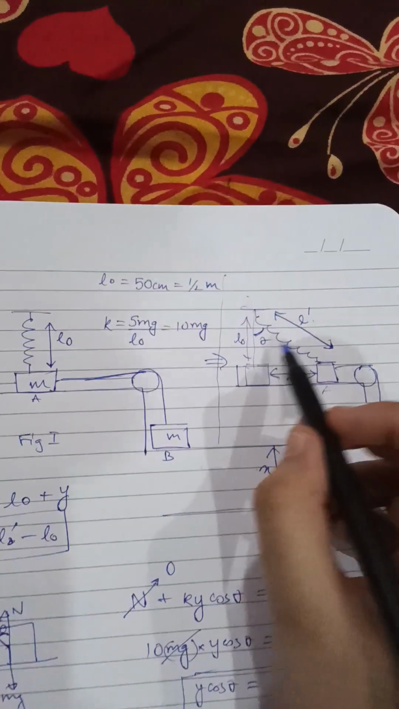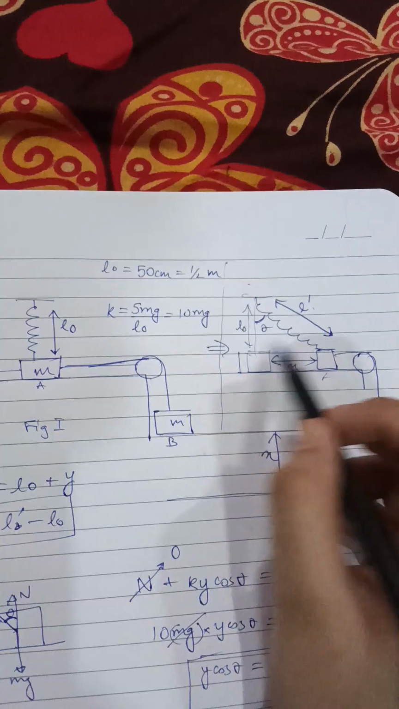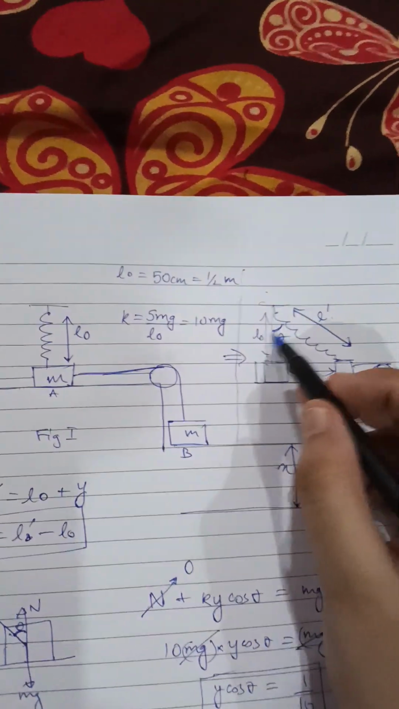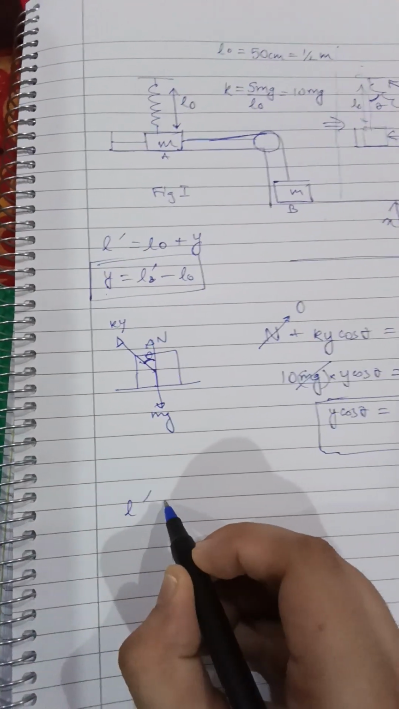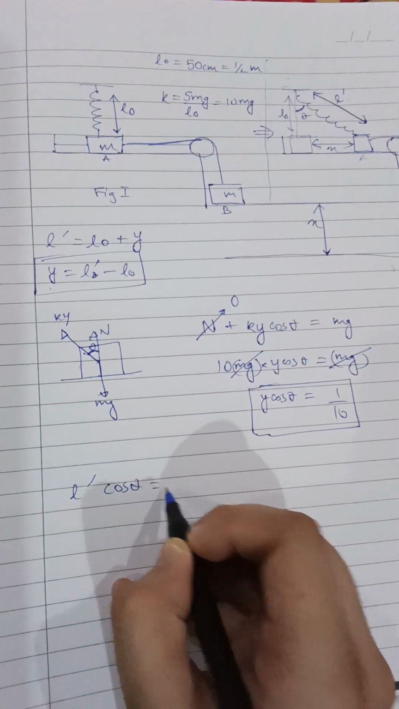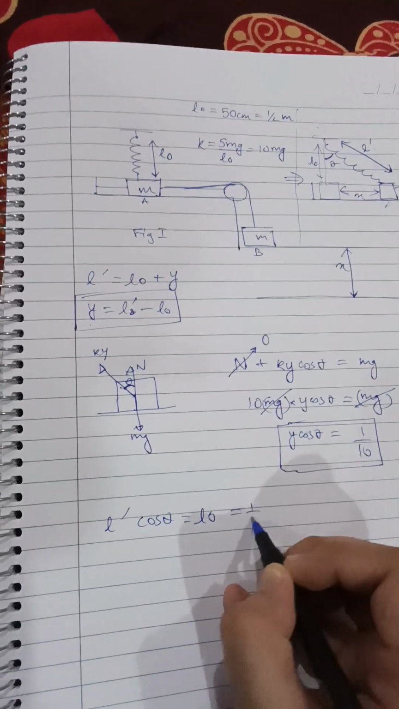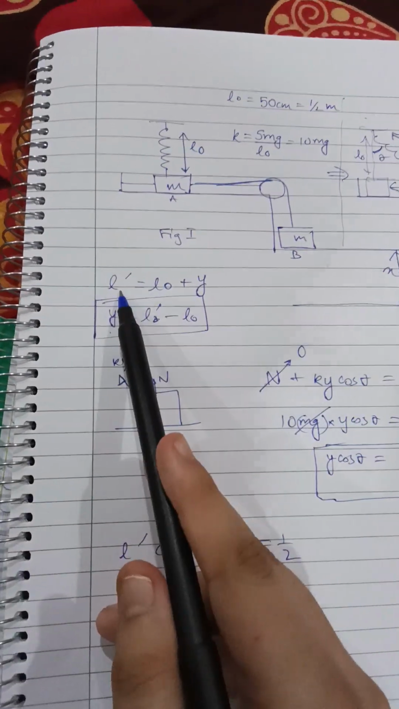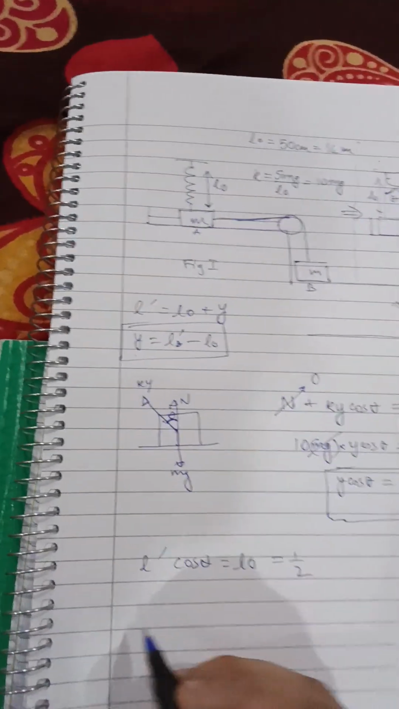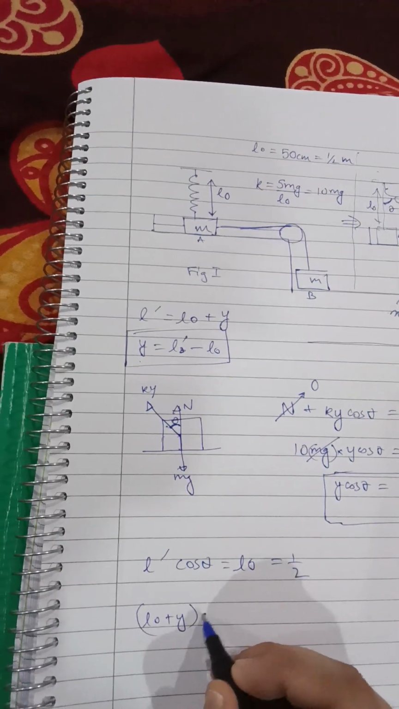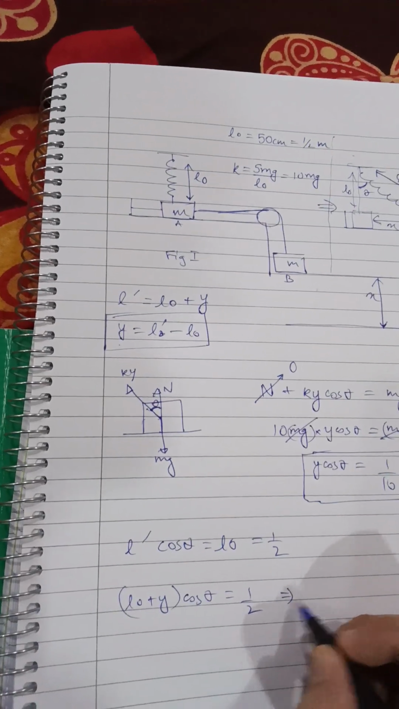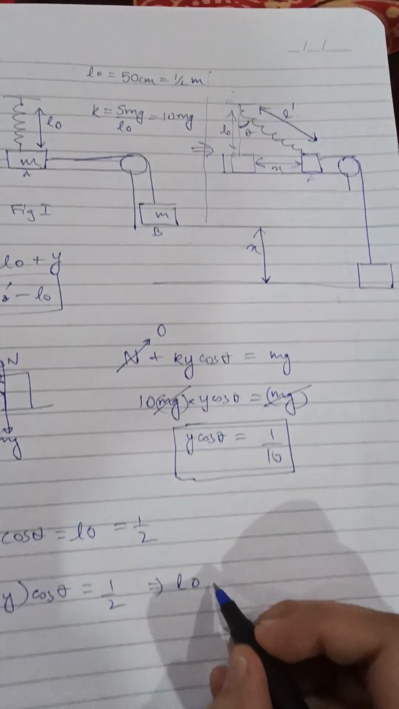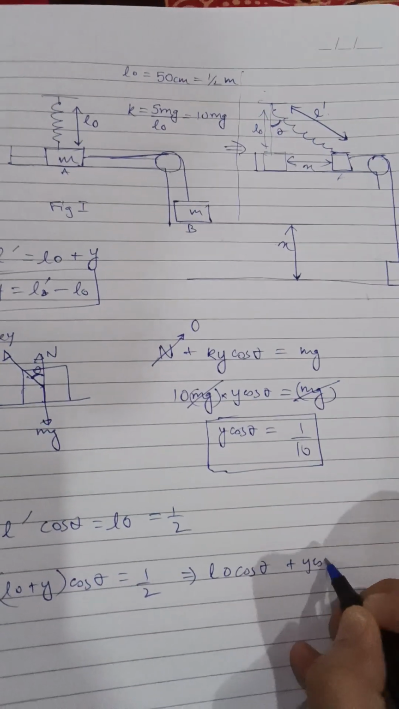Now from the figure we see that this is a right angle triangle. So if we use trigonometry, we can write that L dash cos theta is equal to L naught, which we know is half. And now we also know that L dash is equal to L naught plus Y. So (L naught plus Y) cos theta is equal to half. Meaning L naught cos theta plus Y cos theta is equal to half.